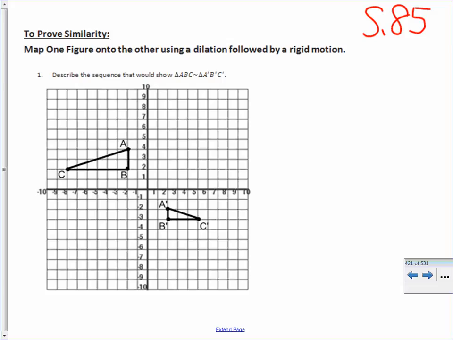So the very first thing we're going to do is figure out we're going from ABC, this is the first one, and I'm going to A prime, B prime, C prime. So I'm going from big to small. I always like to write that out so I can identify the scale factor. First thing I need to do is to find the scale factor. They did not tell this to me.